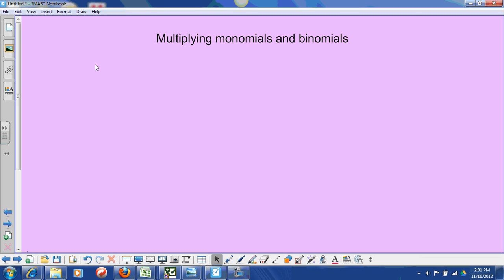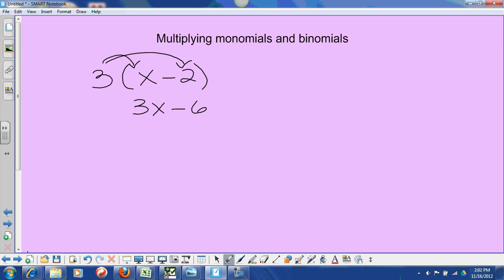So if I had 3 times the difference of x minus 2. So remember, we distributed the 3, multiplied by both. So that would give us 3 times x is 3x, and 3 times negative 2 is negative 6. Well, if you're multiplying a monomial by a binomial, it would be the same as adding 3x on the outside times the difference of x minus 2.